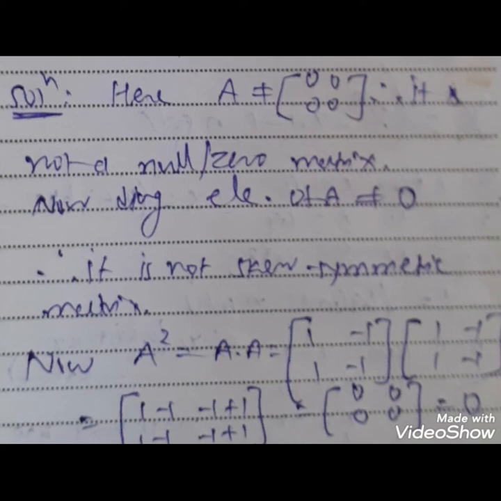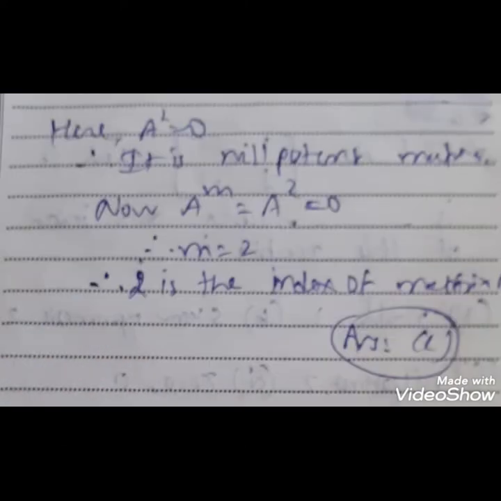So all the entries of this matrix will be 0, means we say that all the entries are 0, then it is a 0 matrix. So A square equal to 0 matrix, so it's a nilpotent matrix, and A raised to m equal to A square equal to 0, means by comparison here we get the value of m, that is 2.